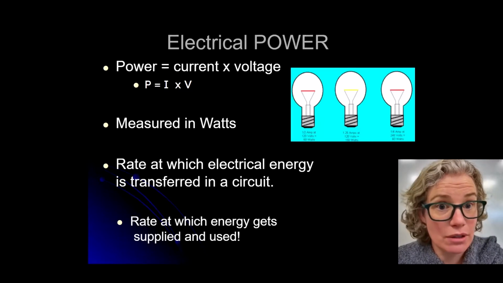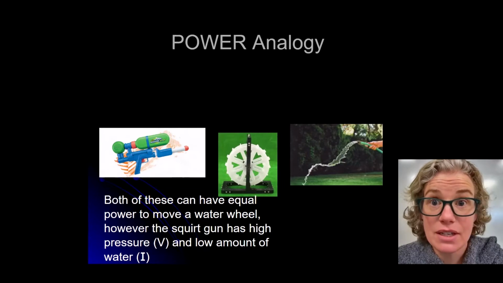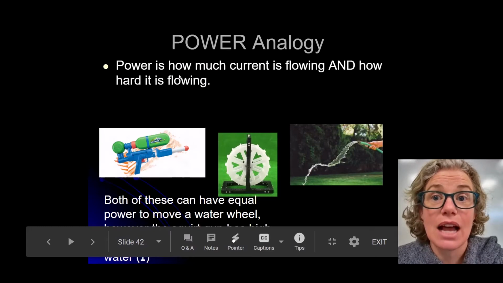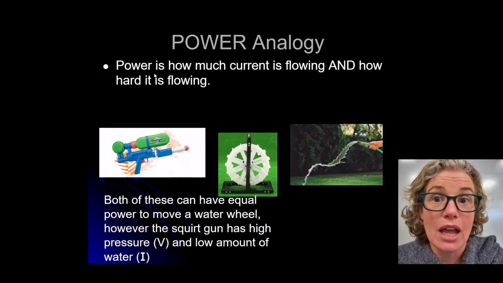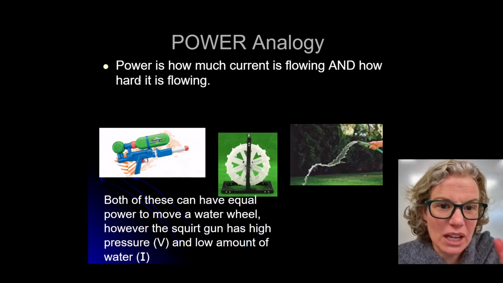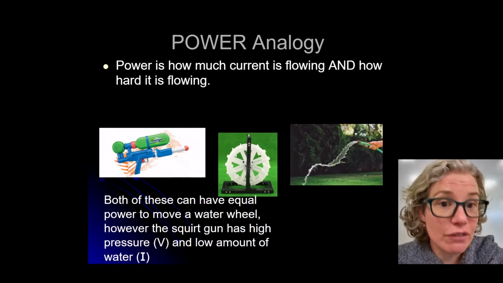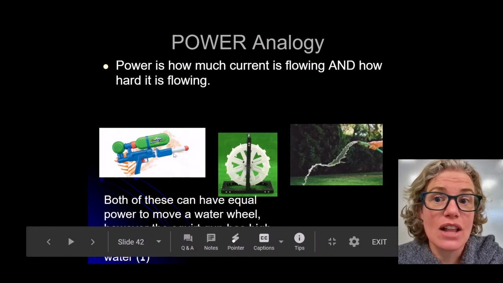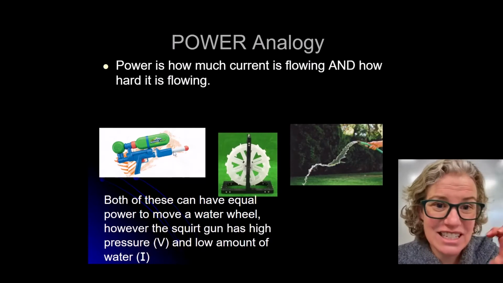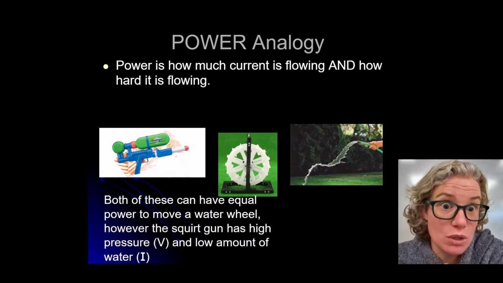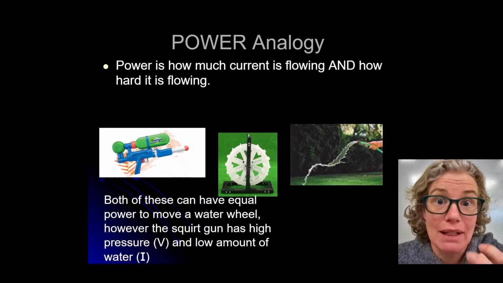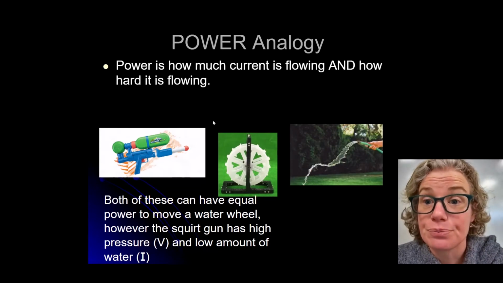I find for my students, because they're a little bit on the younger side to be learning physics, an analogy helps. So you can think of power as how much current is flowing in a circuit and how hard it is flowing, like what's pushing it. And if we think of water, that helps us understand at a more intrinsic level. So here we've got a super soaker, and not much water comes out, so the current would be low. But there's a lot of voltage. We can really pump that air in there and make a lot of pressure to push that little bit of current that there is.